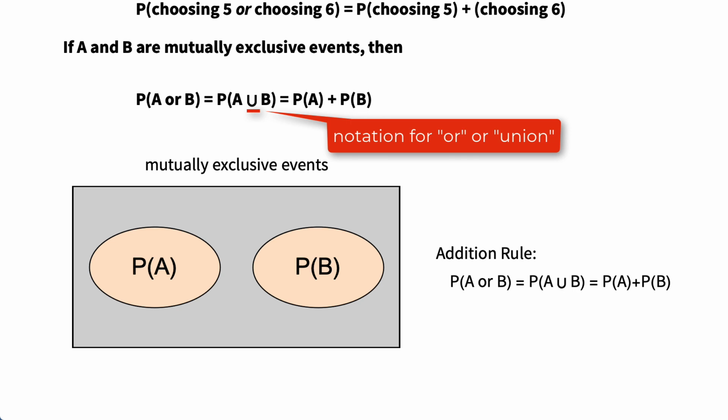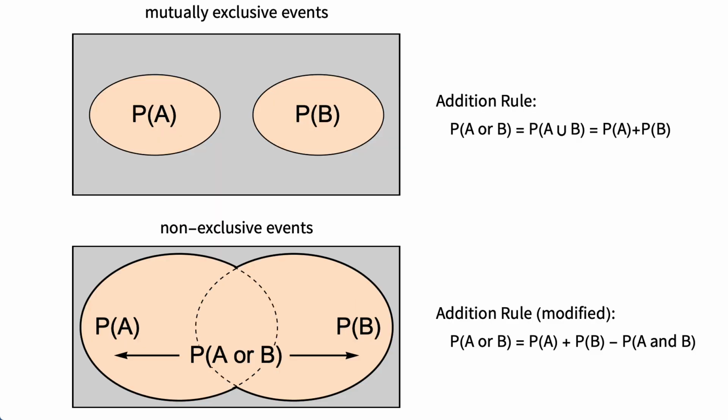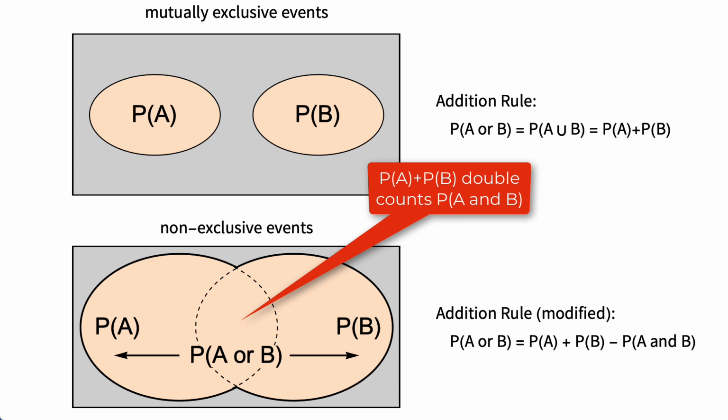If the events are not mutually exclusive, then the diagram looks more like this. This could happen, for example, if A is the event of choosing an even number and B is the event of choosing a number between 0 and 10, or in any similar situation where events A and B can happen at the same time. In that case, adding the probability of A to the probability of B would double count the probability of A and B happening at the same time.